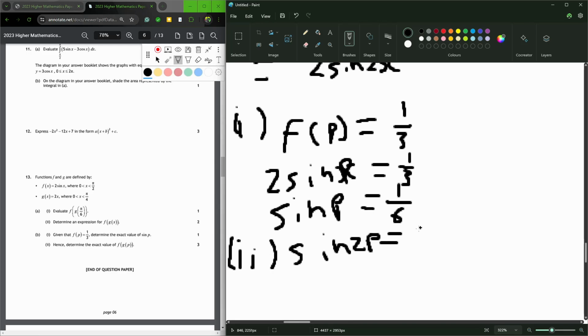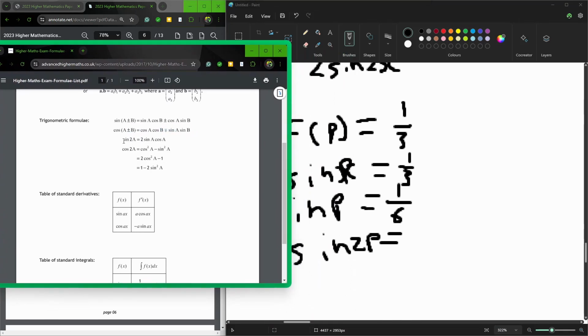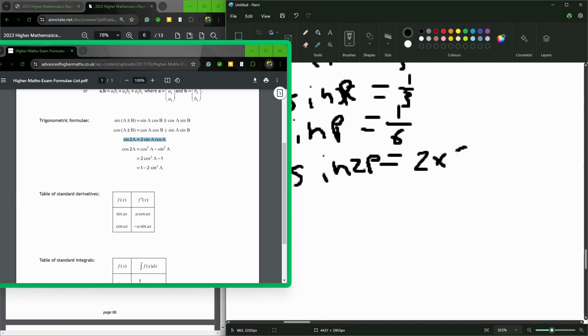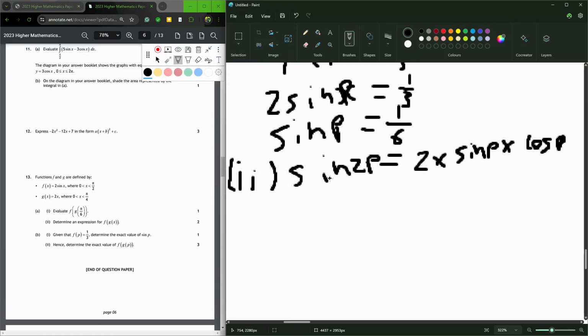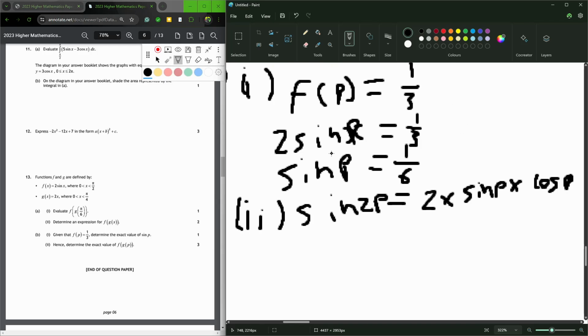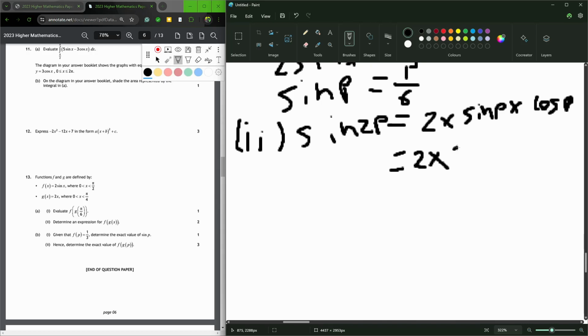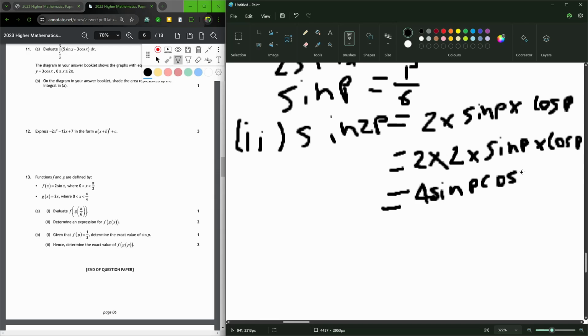This is where we're going to have to pull up our old relationship sheets if I can find them. One of my many Chrome tabs. Aha, here we are. So we can say that sine 2x is 2 times sine p times cos p. And then remember, because f equals 2 sine, it actually would be 2 times 2 times sine p times cos p, i.e. 4 sine p cos p. And you have to write that, otherwise you get murdered.